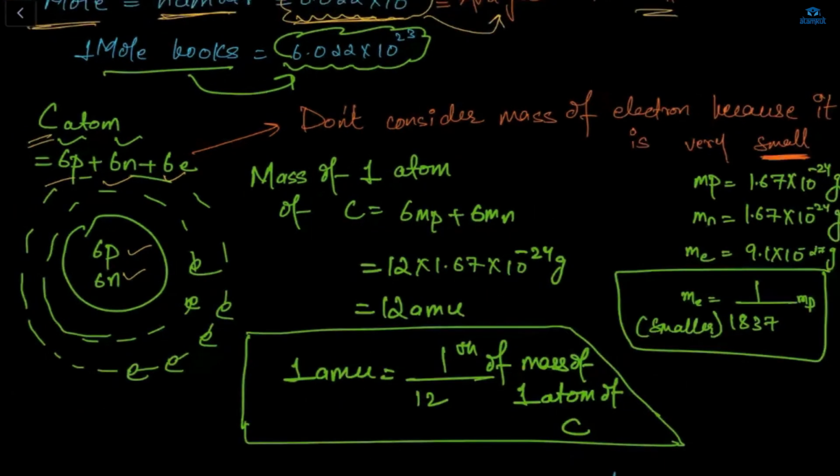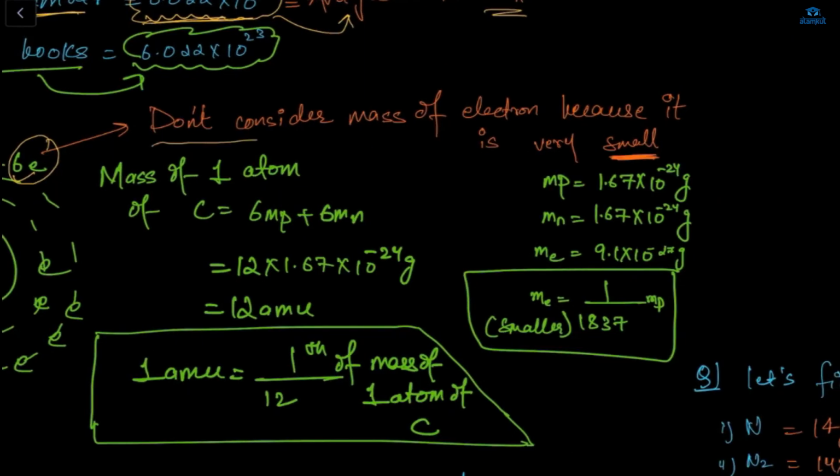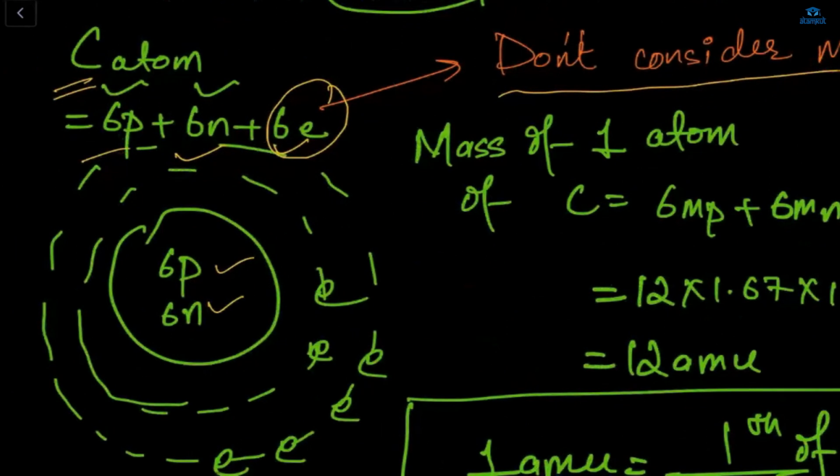So here we will not consider the mass of the electron. Here I wrote, don't consider the mass of the electron. Why? Because it is very small. We will only consider the mass of the protons and neutrons. What about the electron? We will not consider it, because its mass is very small. That's why we are not considering it.